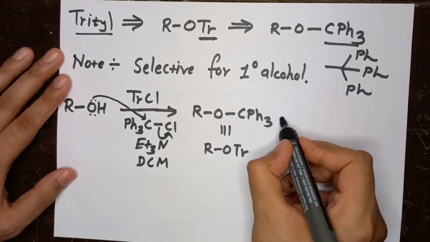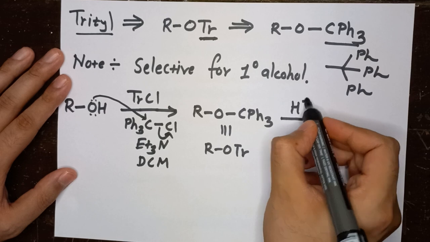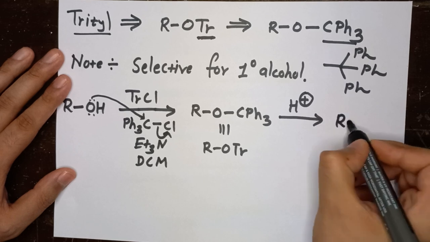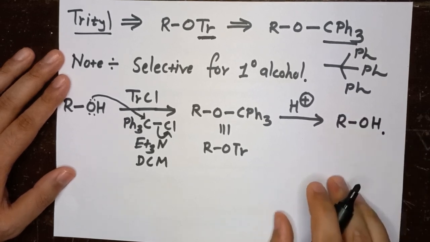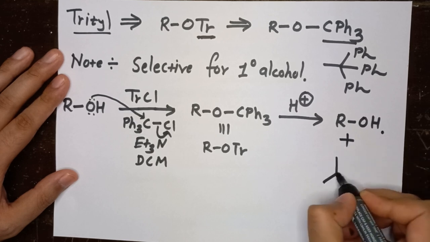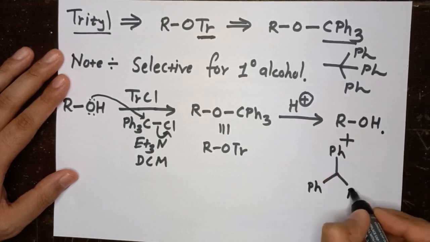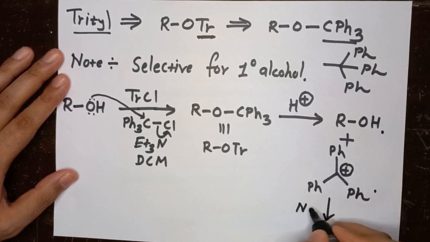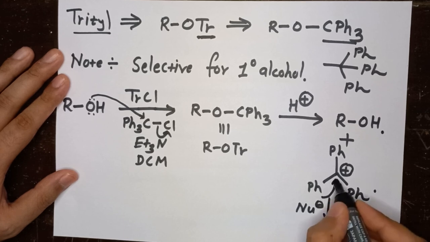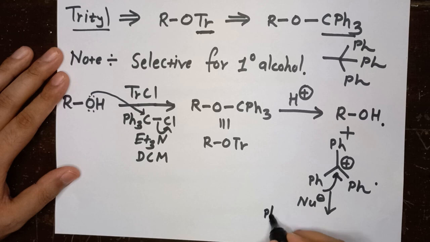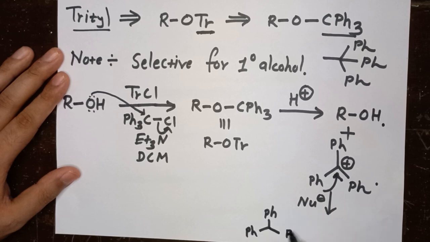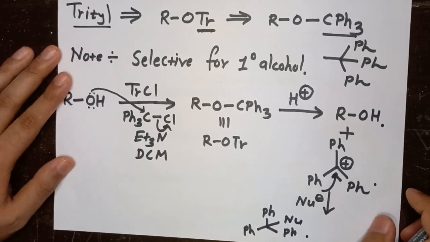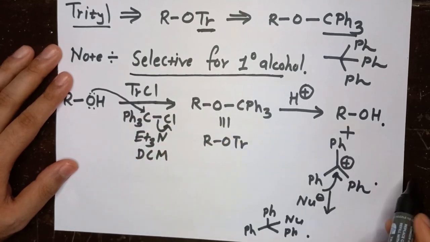And what about deprotection? To deprotect, you need an acidic environment, and you will be able to generate your alcohol. And what is the byproduct? The byproduct is this very stable tertiary carbocation, which can later be attacked by any nucleophile present. And this can form this molecule. So this is all about the trityl protection group, which is very selective for 1 degree alcohol.